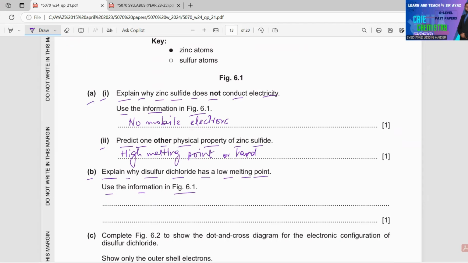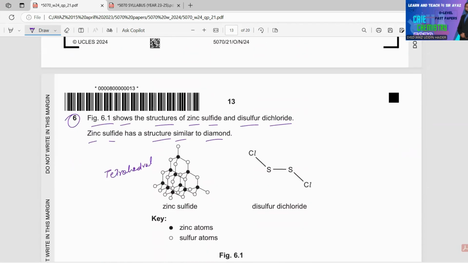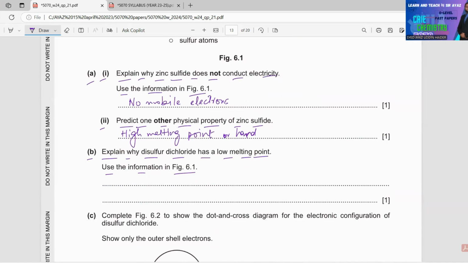If you look at the structure of disulfur dichloride, it must be covalent, having covalent bonding. These bonds are covalent, so it's having a simple structure. It's a simple molecule. So we write simple molecule with weak intermolecular forces.